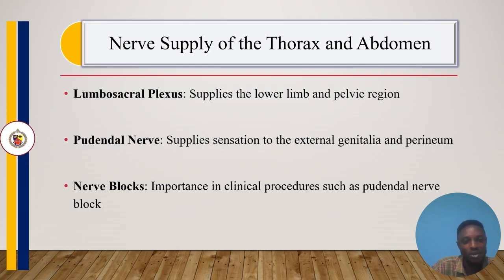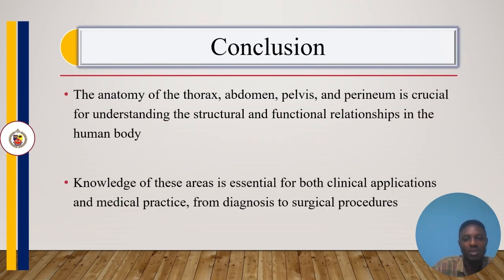You have the pudendal nerve, which supplies sensation to the external genitalia and perineum. You also have the nerve blocks, and we'll be looking at their importance in clinical procedures such as the pudendal nerve block. So in conclusion, I hope you agree with me that the anatomy of the thorax, abdomen, pelvis, and the perineum is very crucial for understanding the structural and functional relationship in the human body. The knowledge of this area is essential for both clinical applications and medical practice, from diagnosis to surgical procedures.